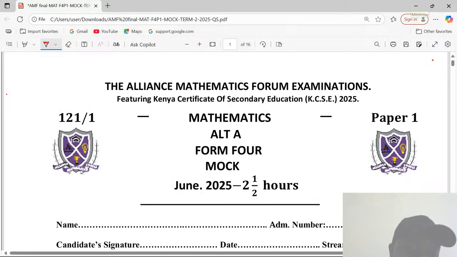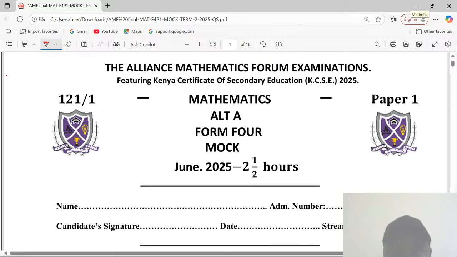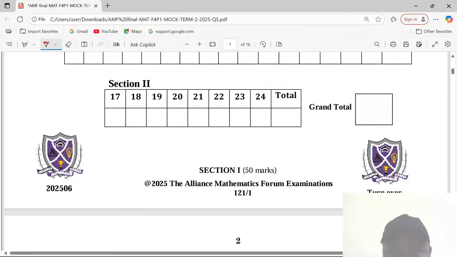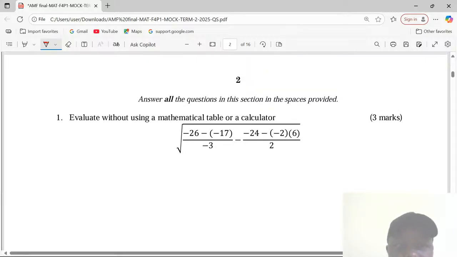We can get started. I can see we are a good number. So let's get to number 1 of this serious paper. Evaluate without a mathematical table or a calculator the square root of negative 26 minus negative 17 divided by negative 3, then minus negative 24 minus negative 2 multiplied by 6 divided by 2.